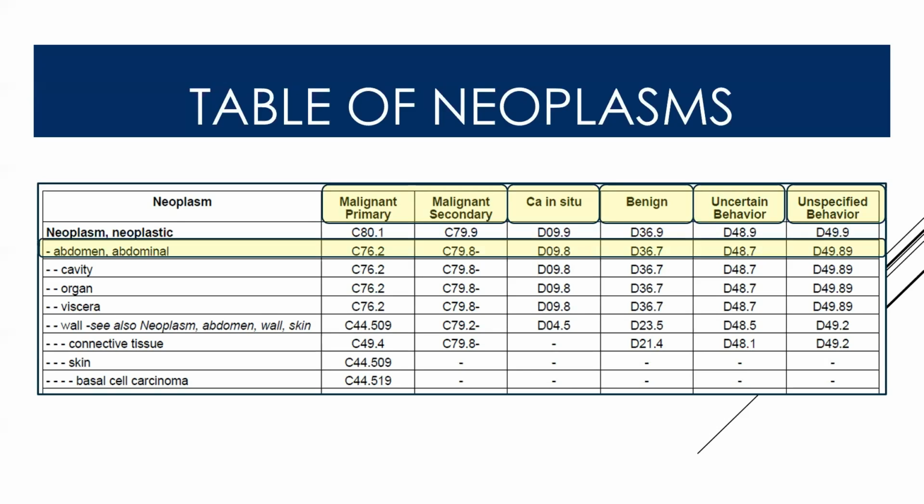Here's an example of an abdominal neoplasm in the neoplasm table. If our documentation stated it was malignant primary, we would choose C67.2. Malignant secondary, which means metastasis, would code to C79.8. Carcinoma in situ, D09.8. Benign neoplasm, D36.7. Uncertain behavior, D48.7, and if it was documented as unspecified behavior, it would code to D49.89. Again, it's important to also reference the tabular list to ensure that you have a complete code and to check for any additional coding notes.